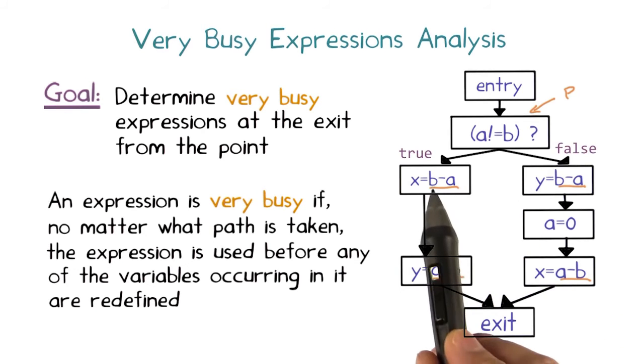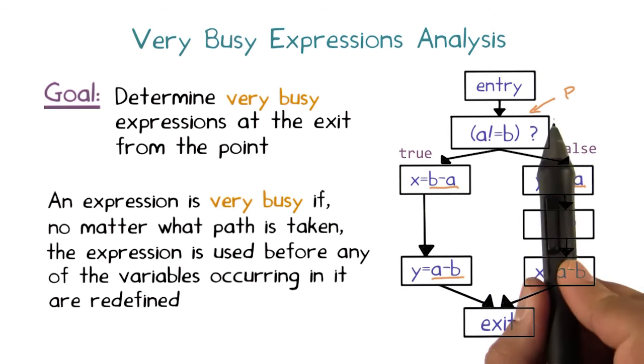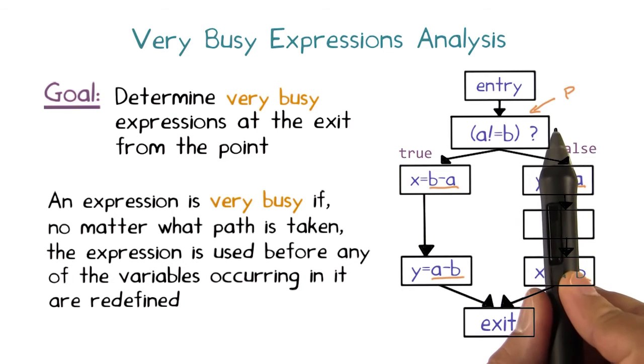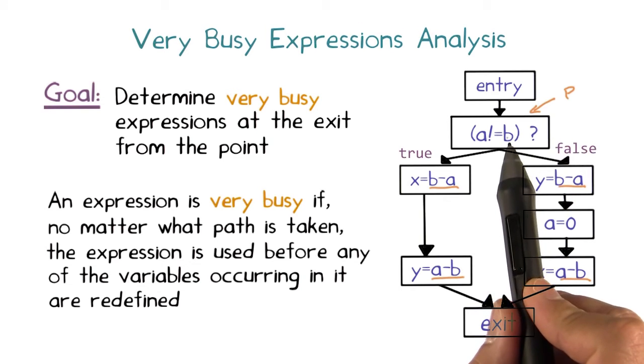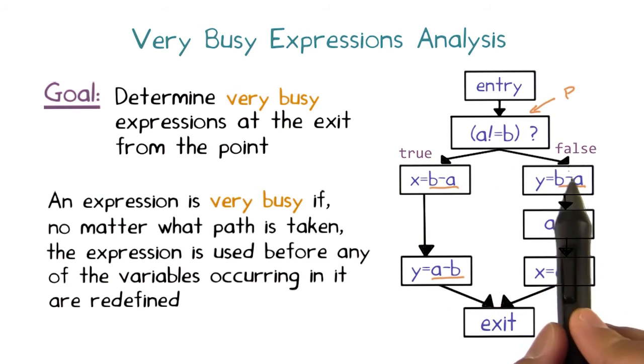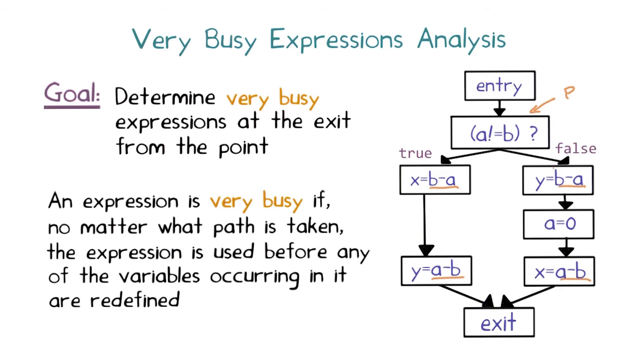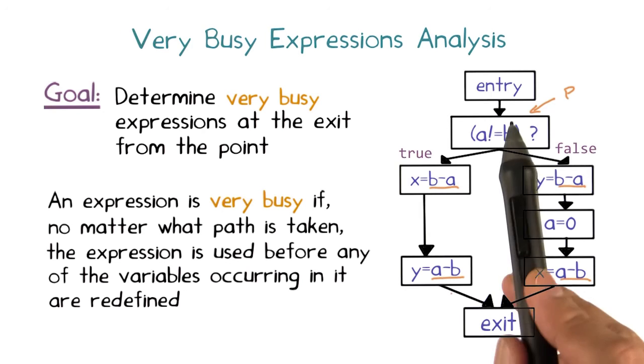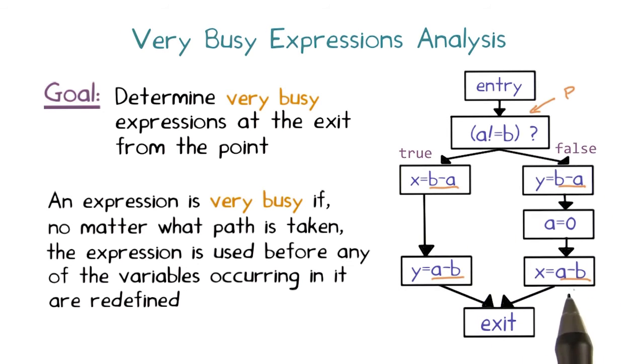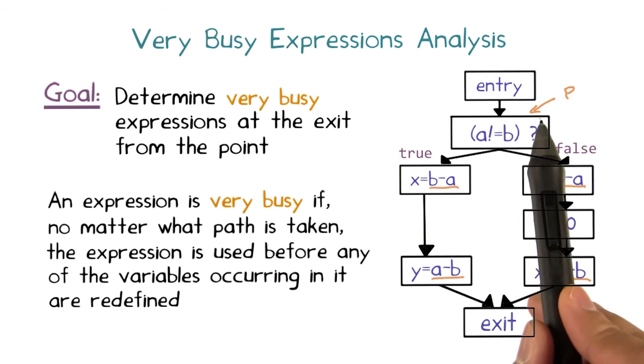The expression b minus a is very busy at this program point, since it is used along both paths from that point, before any of the variables occurring in this expression is redefined. Now let's consider the expression a minus b. This expression is used on both paths as well, but notice that variable a is redefined along one of those paths before the expression is used. Hence, expression a minus b is not considered very busy at the program point b.